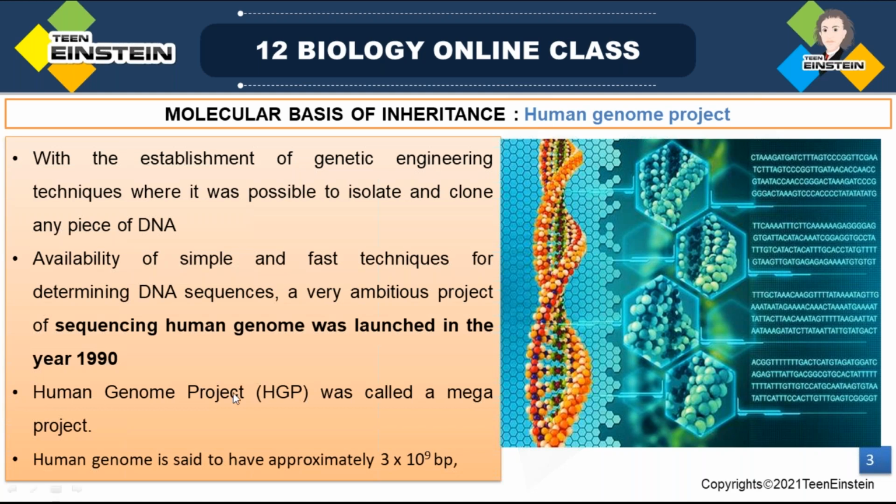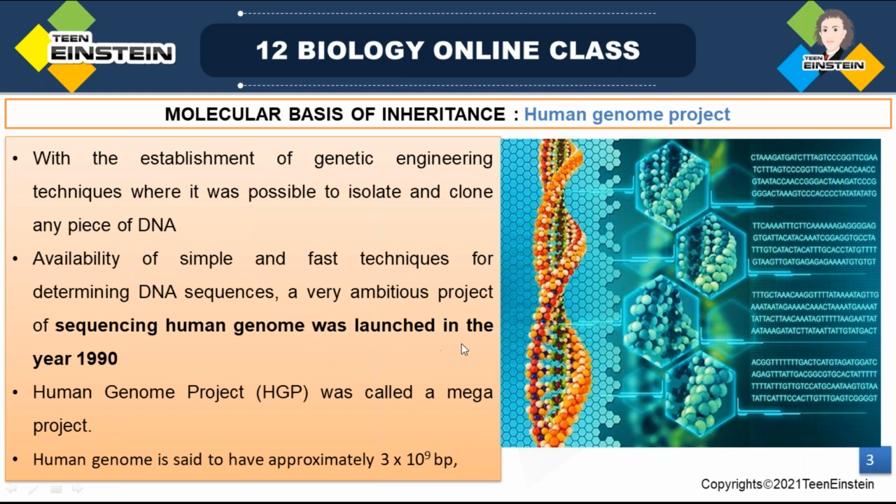Got it? So with the establishment of genetic engineering techniques, it was possible to isolate and clone any piece of DNA. It's very easy with all these techniques. They made it easy, the isolation of DNA and cloning of DNA. What do you mean by cloning? Creating an exact copy of that DNA. And there was the availability of simple and fast techniques for determining DNA sequences.